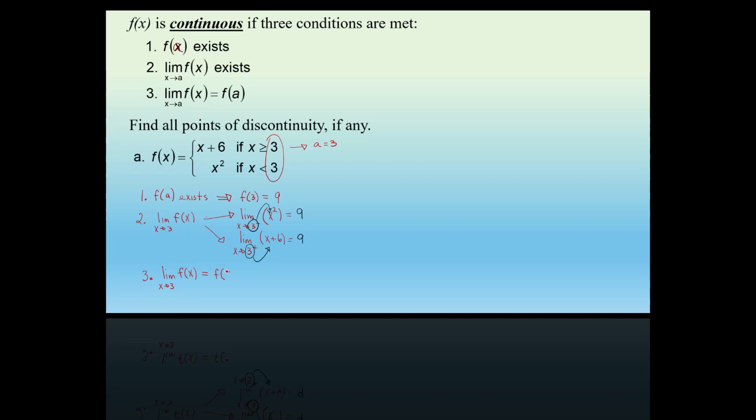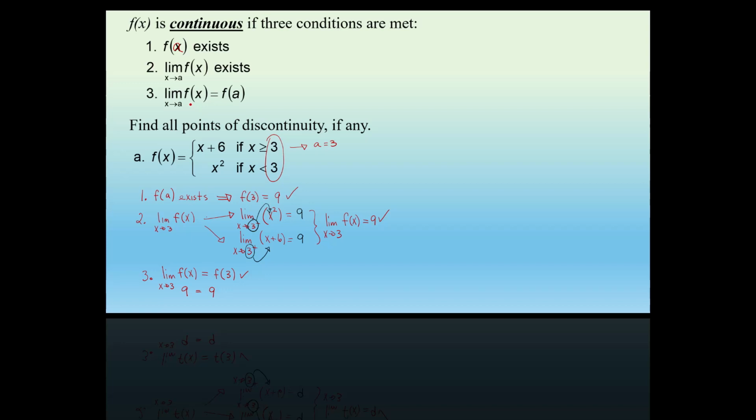Now remember, because we did the limit as x approaches 3 from the left and the limit as x approaches 3 from the right, and we get them to be the same value, that means the limit as x approaches 3, regardless from the left or the right of the function, is equal to 9. So we can see that 9 is equal to 9. Therefore, this function f of x is continuous everywhere. If it was discontinuous, one of these 3 conditions would have failed.